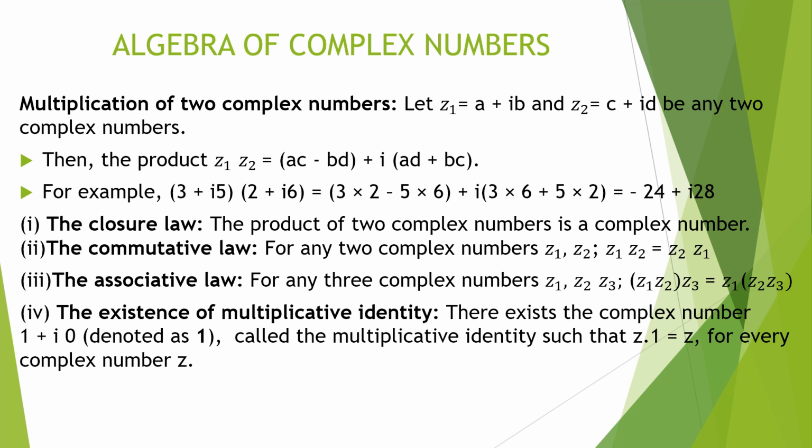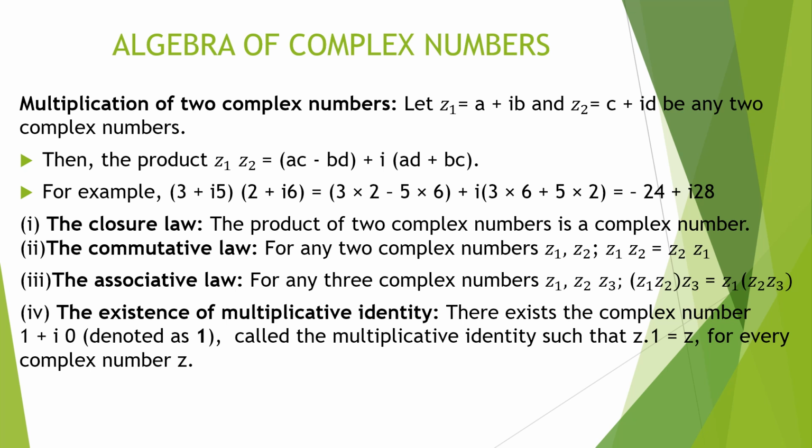Now multiplication also satisfies the following properties. The closure law: multiplication of two complex numbers is also a complex number. Commutative law for multiplication: Z1 into Z2 is the same as Z2 into Z1. Z1 into Z2 into Z3 is the same as Z1 into Z2 into Z3 grouped differently. This is the associative law.